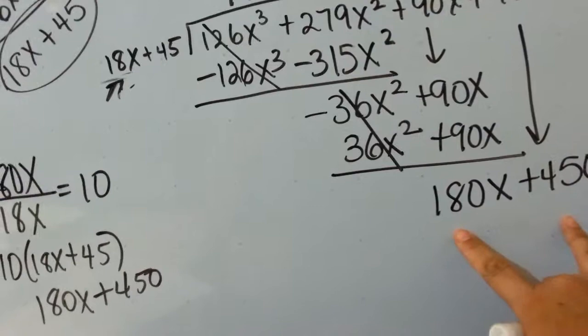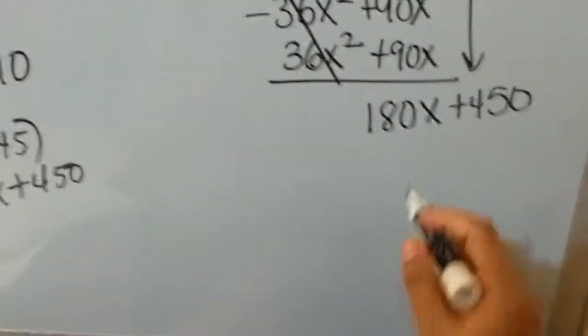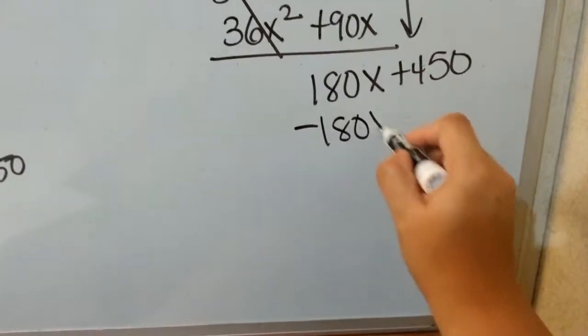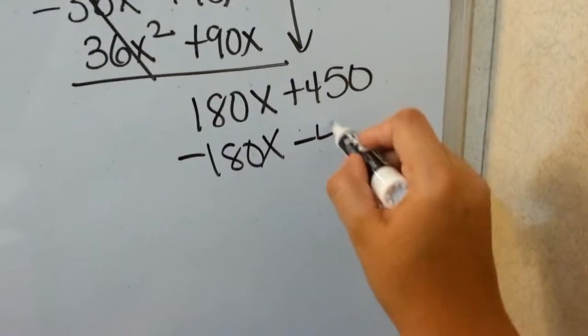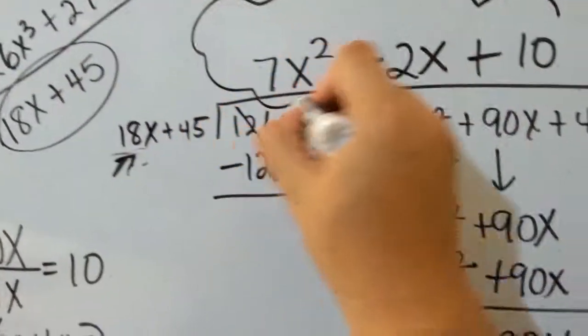And remember, when we write it over here, we have to change the signs. Right? So since they're both positive, they both become negatives. And now everything cancels and you get a 0 remainder. Right? So then the answer is this one.